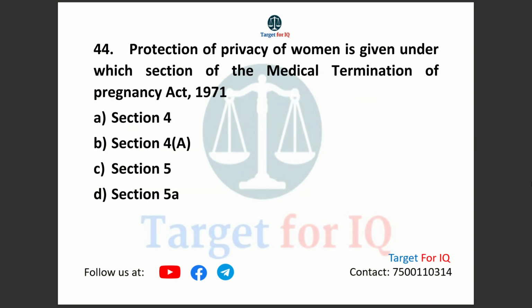Question number 44. Protection of privacy of women is given under which section of Medical Termination of Pregnancy Act? Option A. Section 4. Option B. Section 4A. Option C. Section 5. And option D. Section 5A. Correct answer to question number 44 is option D. That is section 5A.